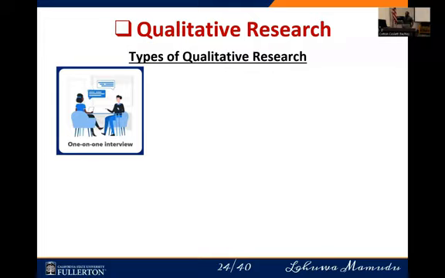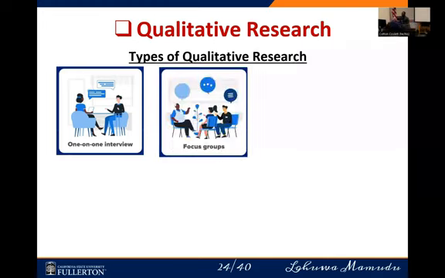One type of qualitative research we have is the one-on-one interview. Maybe it is something most of you have been doing, but you are not aware. That is an example of qualitative research. If you go to the hospital and you are one-on-one with the medical doctor, he collects some information from you, and whatever information is collected from this one-on-one interview is an example of qualitative research. Then also we have the focus group.